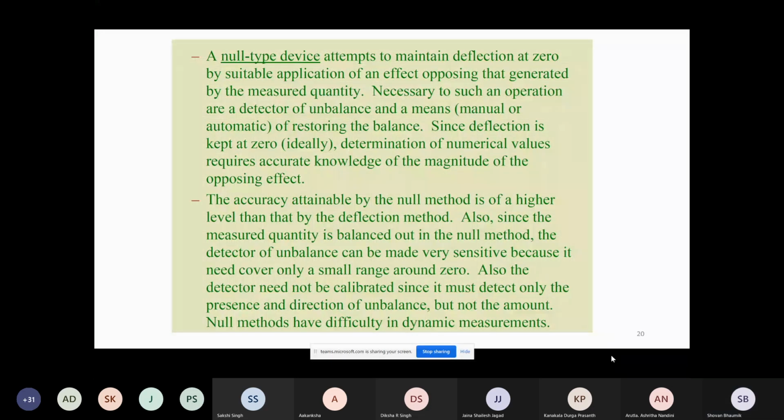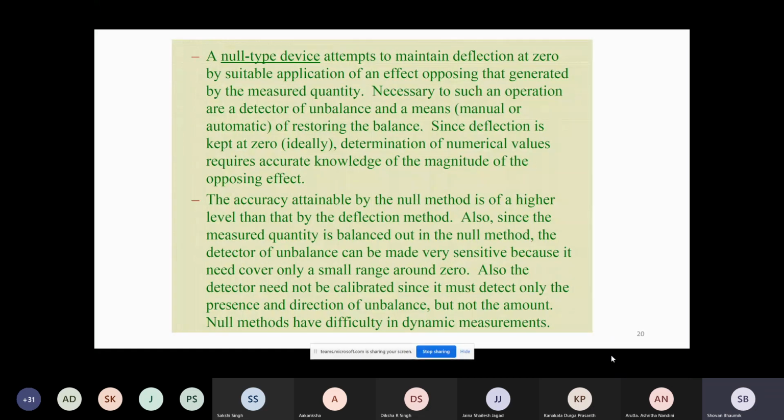Another thing is that a detector of unbalance can be made very sensitive because it needs to cover only a small range around zero. So you can make it very sensitive so that the slightest imbalance causes the deflection. So the sensitivity will become very, very high. But now you may ask what sensitivity is. I'll come to that later in detail. I will discuss what sensitivity is, all those things.